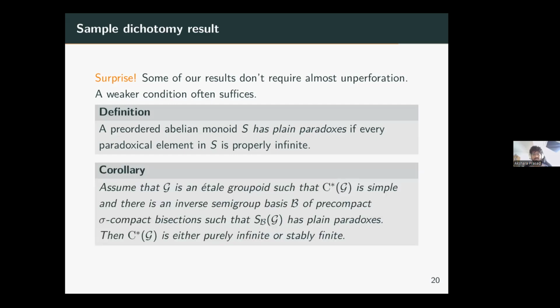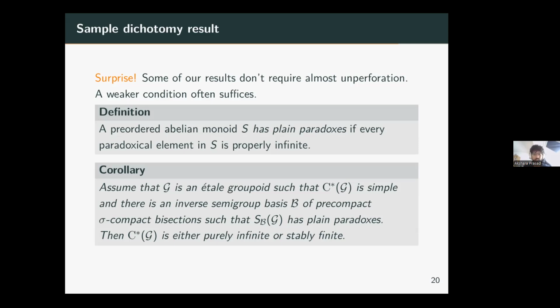So using this, combining the two previous results, we have this sample result: if I have any groupoid with an inverse semigroup basis of pre-compact, sigma-compact bisections, and the type semigroup has plain paradoxes, then if the groupoid C*-algebra is simple, it is either purely infinite or stably finite. So we just have the plain paradoxes assumption on the type semigroup and pre-compact, sigma-compact bisections on B, and we have the dichotomy in the simple case.